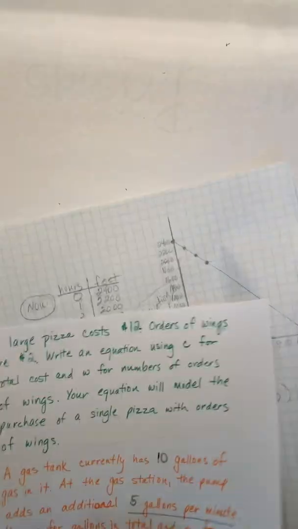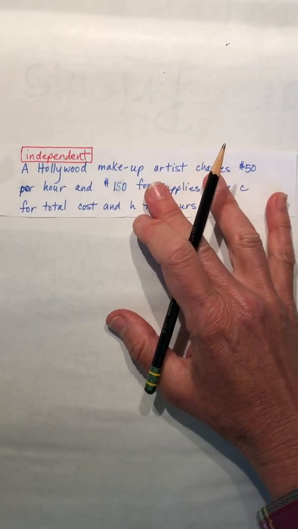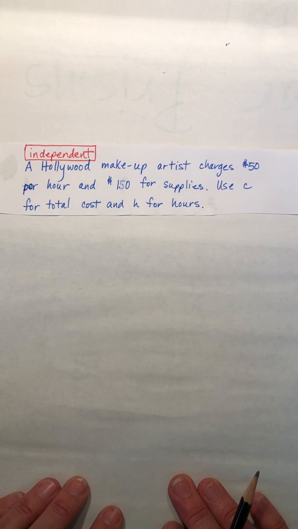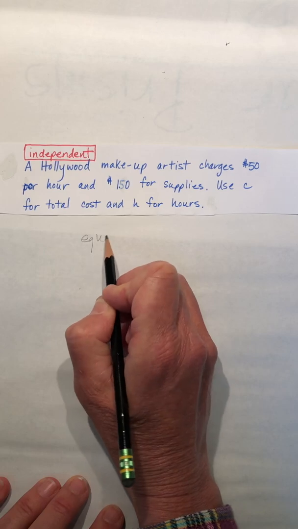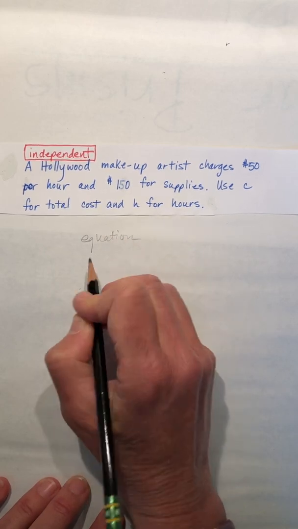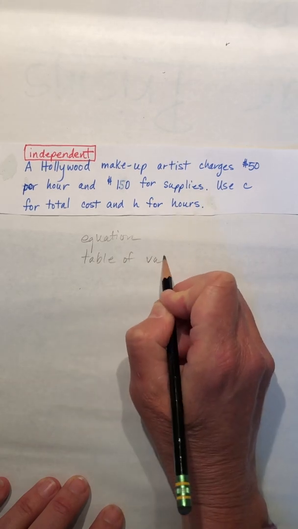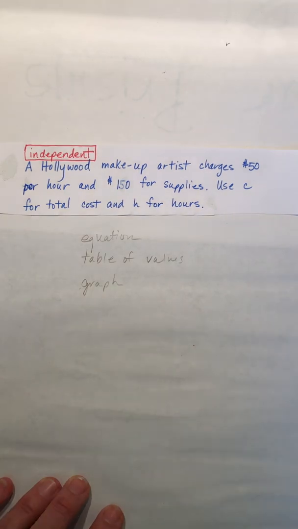Okay, I am going to give you your independent one. Here it is. A Hollywood makeup artist charges $50 per hour and $150 for supplies. Use C for total cost and H for hours. So you're going to write an equation. You're going to make a table of values. And you're going to create a graph.